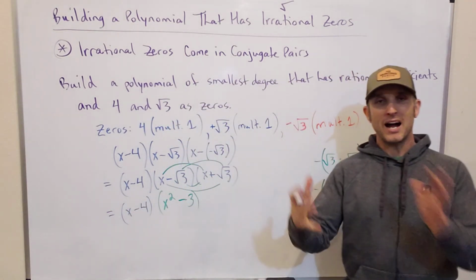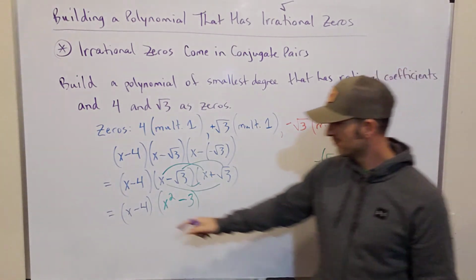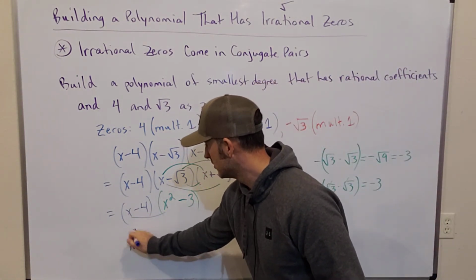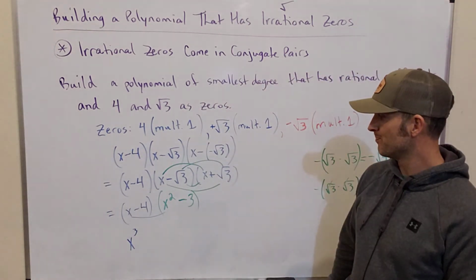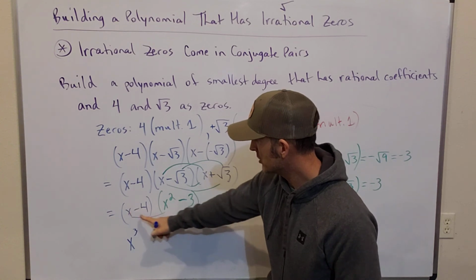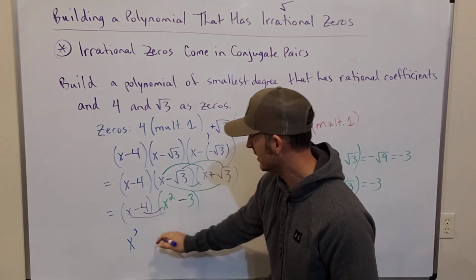So I'll go from highest degree term to lowest. So x times x squared gives me x cubed. Okay, so there's my x cubed term. Then I need all my x squared terms. The only way to get an x squared term is to multiply negative 4 by my x squared.